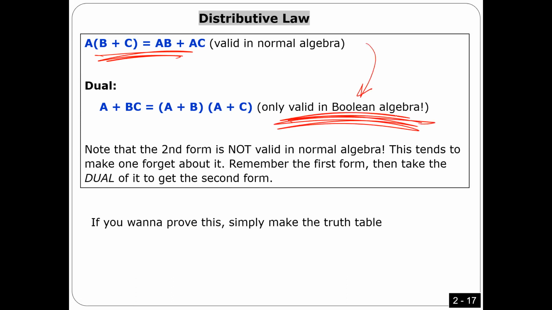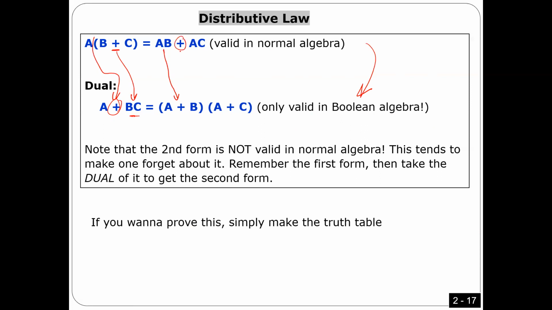And this is not valid in normal algebra, but it is valid in Boolean algebra. I'm 100% sure you will forget it, because even myself, sometimes I forget this one, since we don't have this in normal algebra. So let's see first how you can get this one. I'm going to use the dual, as I told you. Here it's AND, so AND becomes OR. Here is OR, so OR becomes AND. Same thing here.